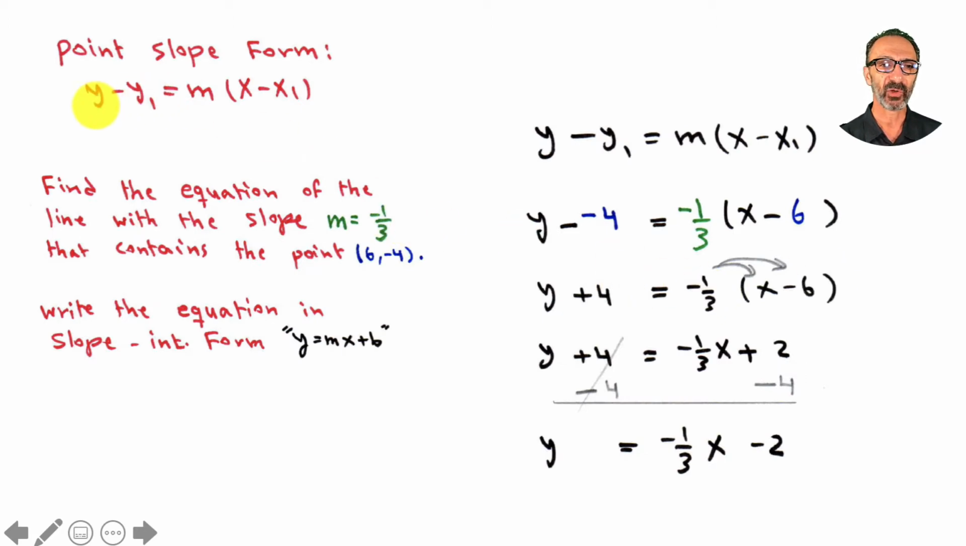Now, using the point-slope form, y minus y1 equals m times (x minus x1), giving the slope m and giving the point (x1, y1). Here's an example. Find the equation of the line with the slope m equals -1/3 and contains the point (6, -4). That's going to act like my (x1, y1) in the equation, and that is my m, or slope. And they want me to write the answer in slope-intercept form.